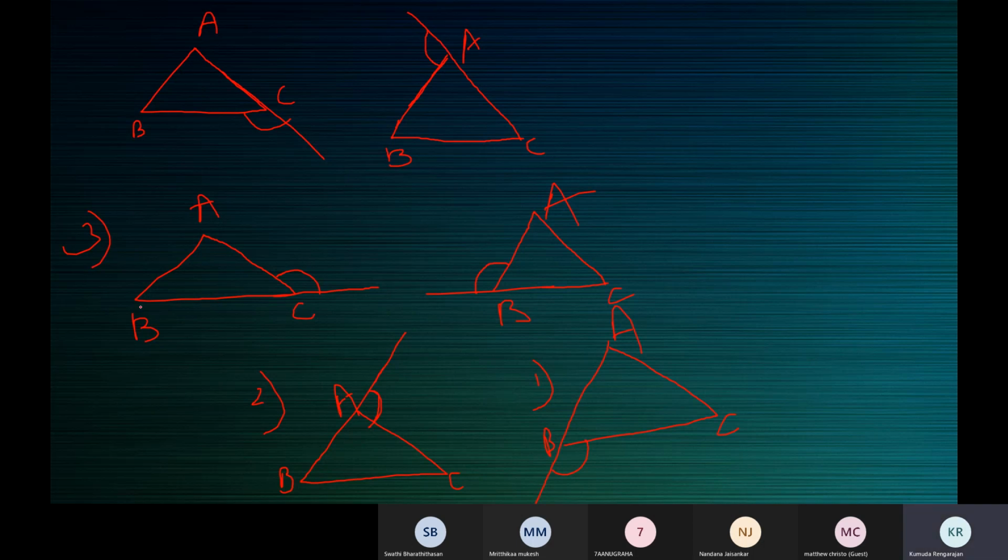In the third figure, side BC is produced and an exterior angle is formed. In the fourth figure, side CB is produced and an exterior angle is formed. This is the fifth figure. Side AC is produced and an exterior angle is formed. And here the side CA is produced and an exterior angle is formed.